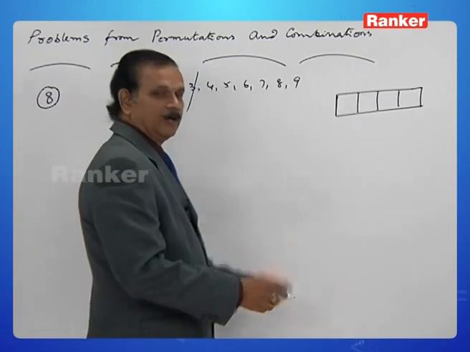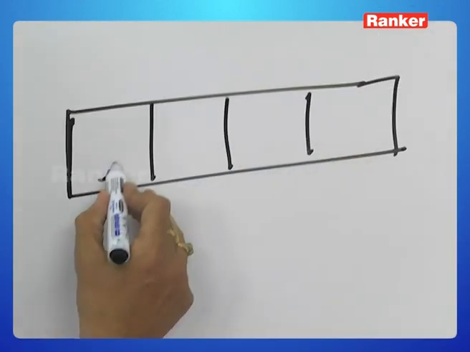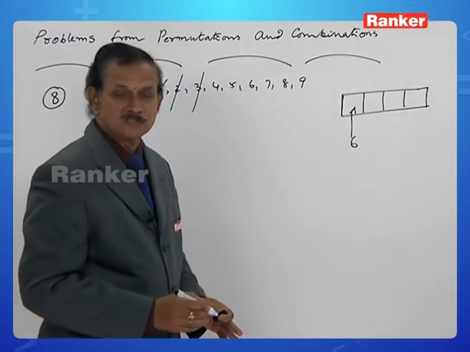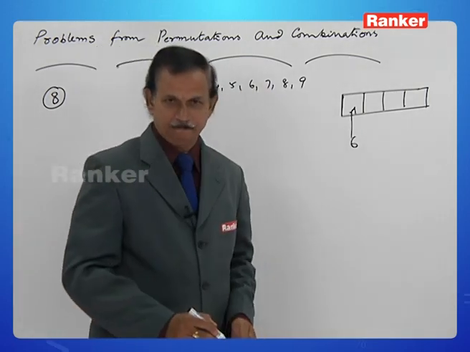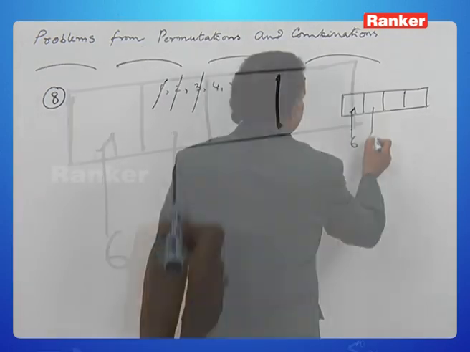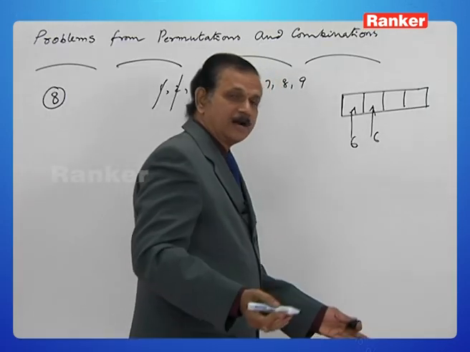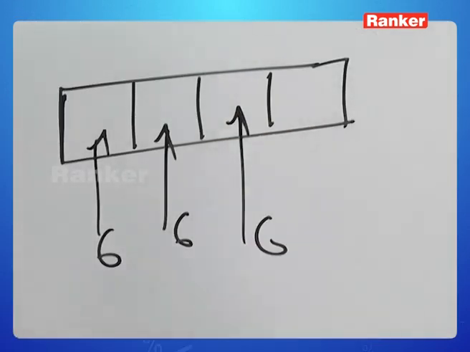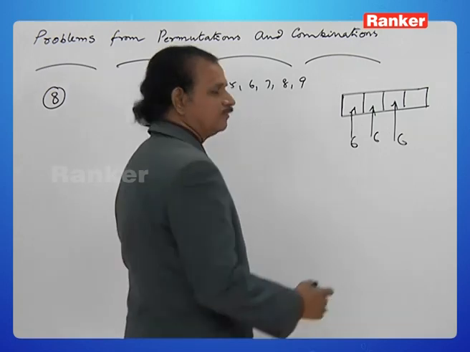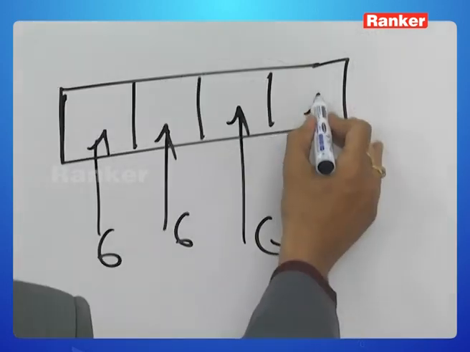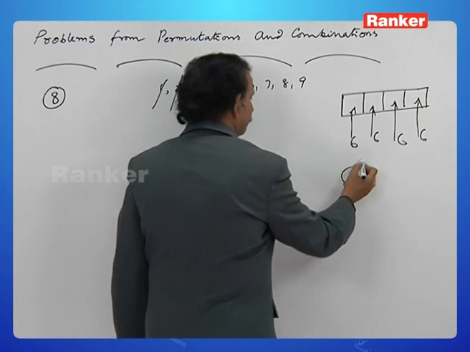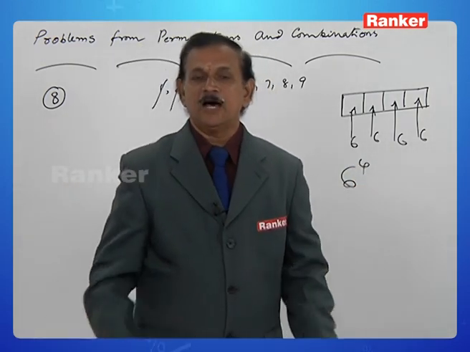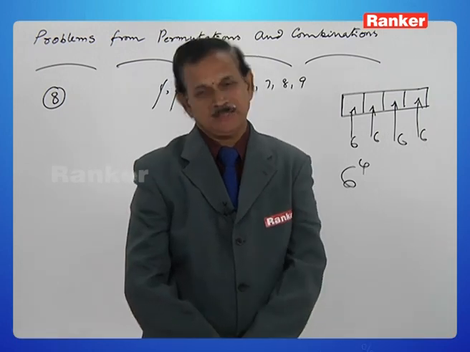Therefore, how many ways can you do that? First place, 6 ways, any of these 6. What are those 6 digits? 4, 5, 6, 7, 8, 9. Second place, again 6 ways. Third place, again 6 ways. Fourth place is also 6 ways. All these are 6 power 4 in number.